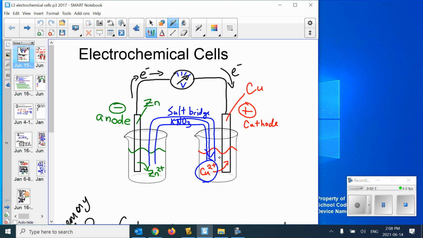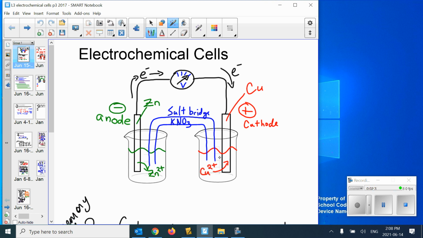The positive deficit will be taken up by the salt. KNO3 is one example. And we choose that because both potassium and nitrate don't form solids, remember, from solutions and solubility. Potassium, group 1 elements don't form solids. You can use sodium or something else. Nitrates never form solids either with most things.